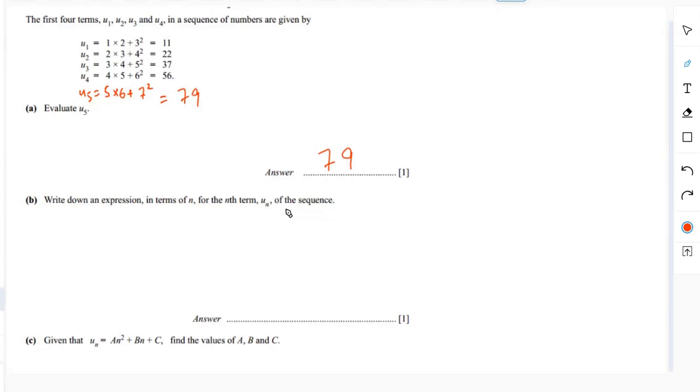Okay. Then you have to write down an expression in terms of n for the nth term un of the sequence. Okay, आपने कोई expression लिखनी है in terms of n for the nth term of the sequence. अच्छा, now how do you write this? nth term का formula यहाँ पे कैसे लिखें? आप देखें, so let me write it down a bit bigger here. So U5 was equal to 5 into 6 plus 7 का square.